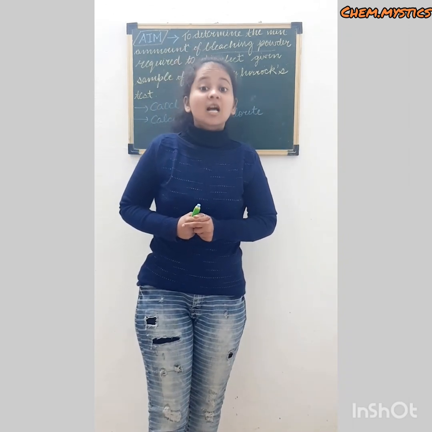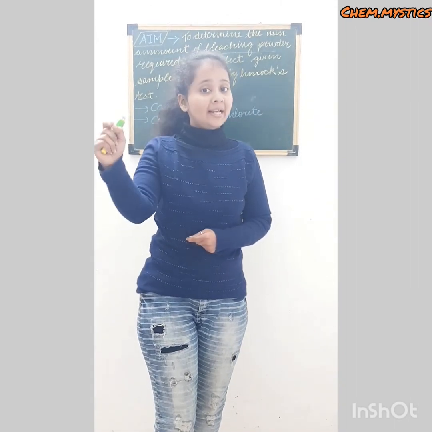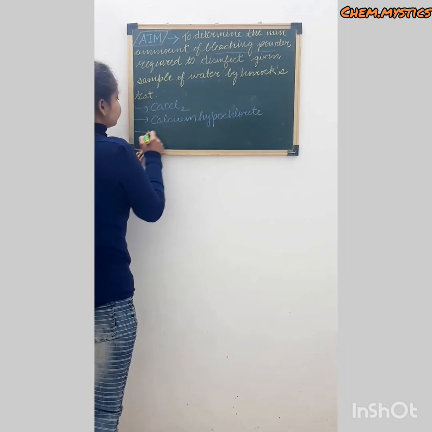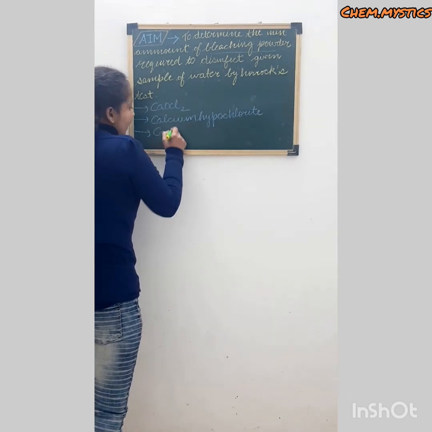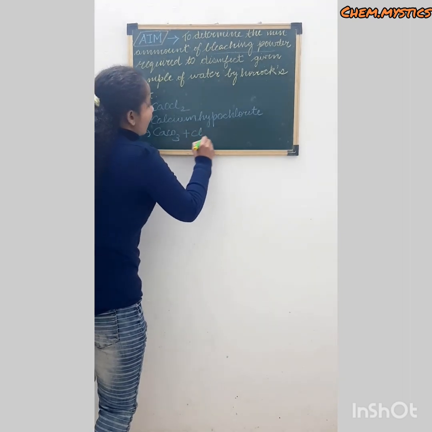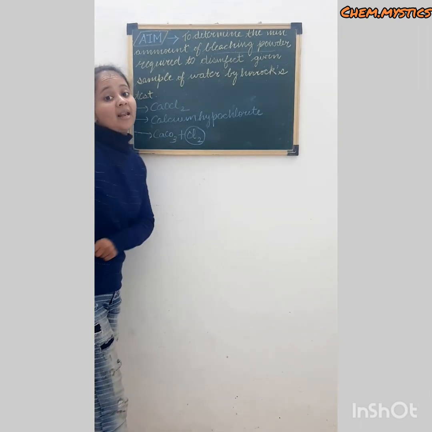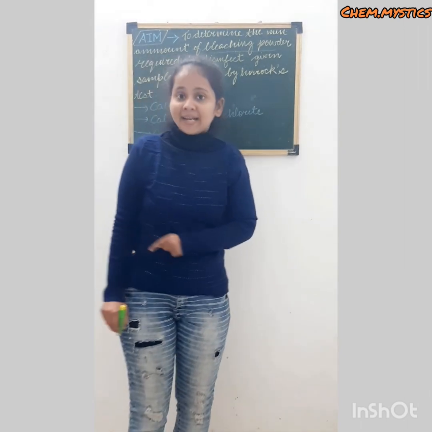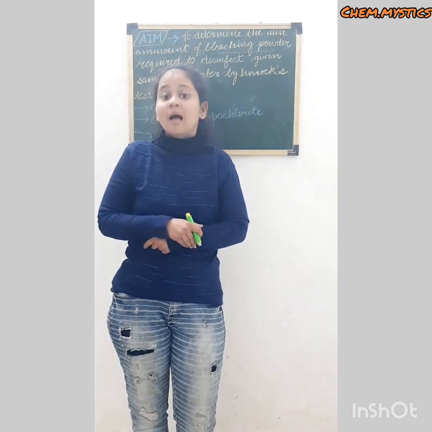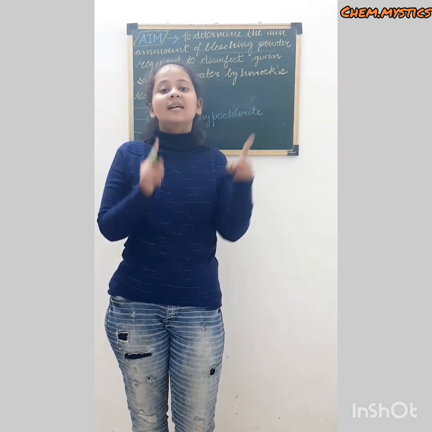Listen, guys. Whenever this bleaching powder comes in direct contact with air, it produces CaCO3, that is calcium carbonate, and chlorine, that is Cl2. Due to this produced chlorine, bleaching powder gives a pungent smell. This pungent smell of chlorine is very harmful for all living organisms, as it causes breathing problems. That's why it is kept in airtight containers.